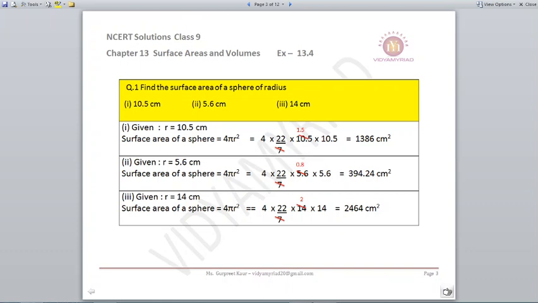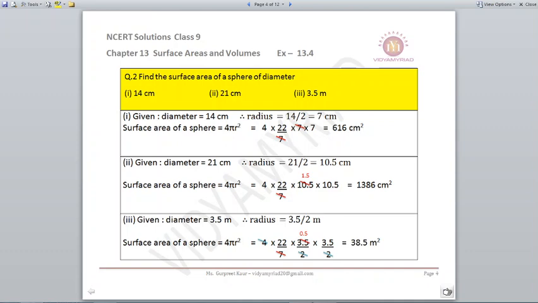It gives you 1386 centimeters square. Second case, r is given as 5.6 centimeters. Put it into the formula of 4 pi r square. You will get your answer as 394.24 centimeters square. And in the third case, radius is given as 14. So you will put it into the formula of 4 pi r square. Your answer will come to 2464 centimeters square.